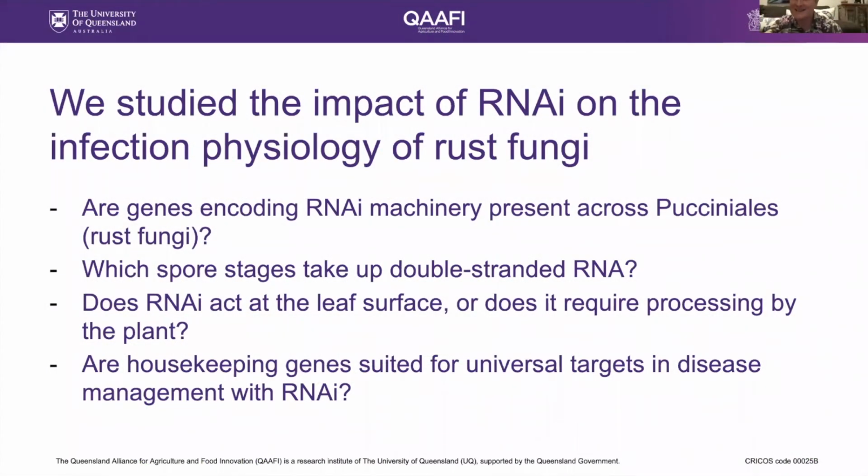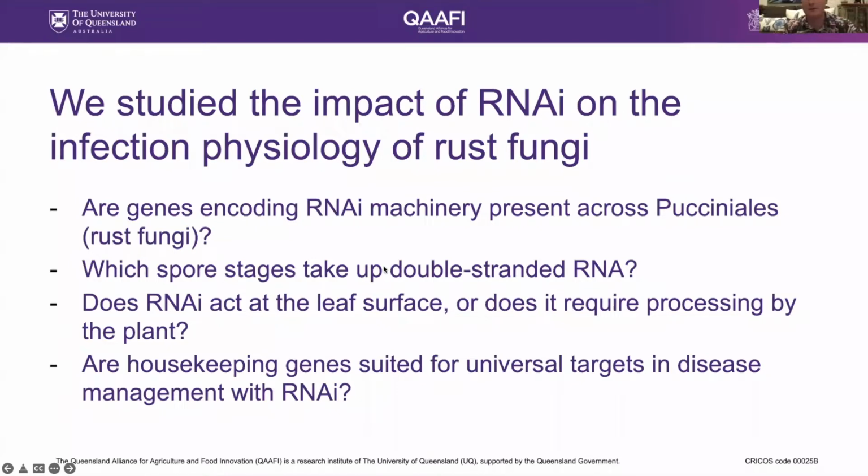only ever in detached leaf assays for cereal rusts and Phakopsora pachyrhizi, which is soybean rust. And we wanted to get into it a little bit more, really find out what was happening on the leaf surface and understand RNAi in rust fungi a bit better. So we really wanted to know whether rust RNAi was going to be amenable against all rusts in the Pucciniales, so whether the RNAi machinery was present.